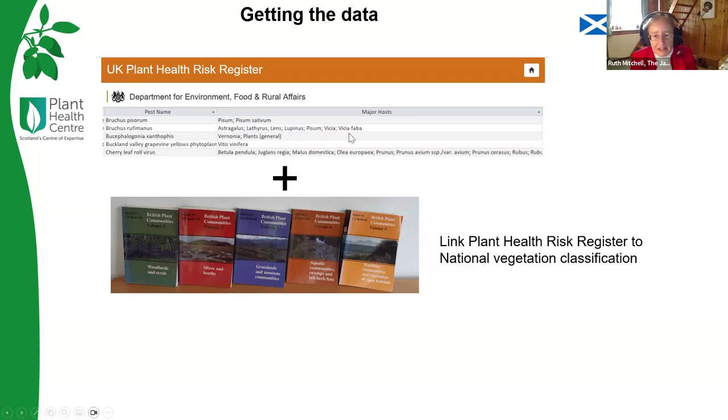So what I've done is I downloaded that risk register and linked it through to the National Vegetation Database. Now you're probably all much more familiar with the National Vegetation Classification than you are with the risk register, I'm guessing. But just in case, the National Vegetation Classification classifies communities of our vegetation in Britain. It groups communities of plants together and gives them names. By joining those two databases together, I was able to create a database of all the pests that could be hosted by different plant species in different habitats in the UK.